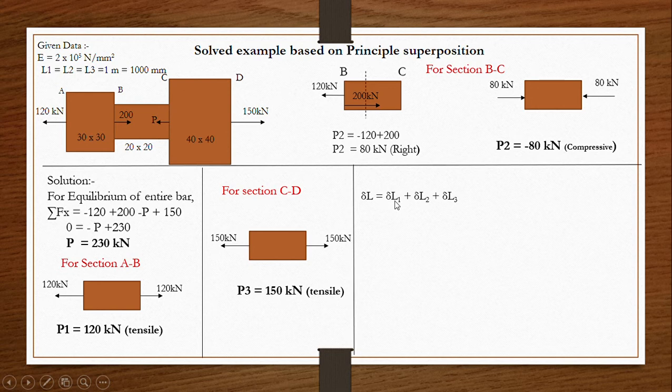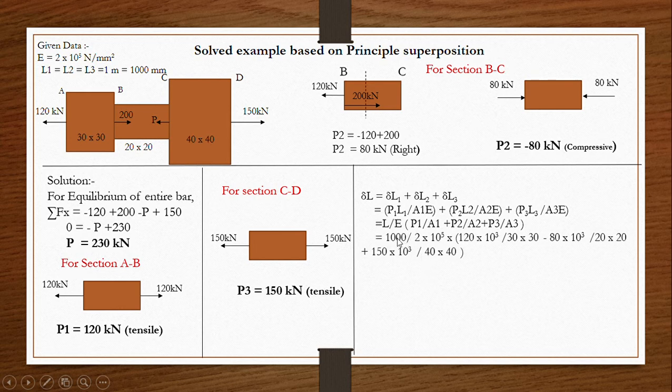As you know, the total deflection will be delta L1 plus delta L2 plus delta L3. Putting the formula, we will take L divided by E as common. The values of A1, A2 and A3 are given: 30 into 30, 20 into 20 and 40 into 40. L is nothing but the length of each part, that is 100 mm, divided by E, which is given as 2 into 10 raised to 5. We are putting here P1, 120, divided by A1. The value of A1 is 30 into 30, so we write 30 into 30 plus P2.